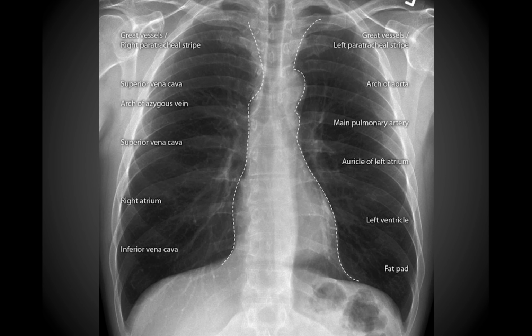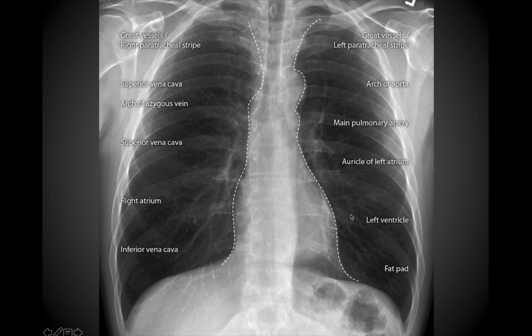Here's another image showing basically the same thing. What I like about this image is you can see the aortic knob quite well right here. Remember, that's going to be the location of the left upper lobe. Right upper lobe then is going to be located in approximately the same location. Down here where you can see the right atrium, that's the approximate location of the right middle lobe.